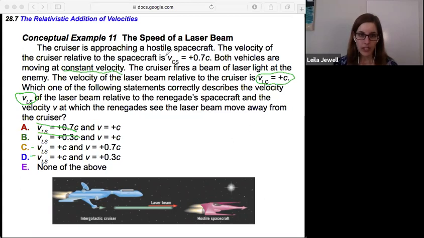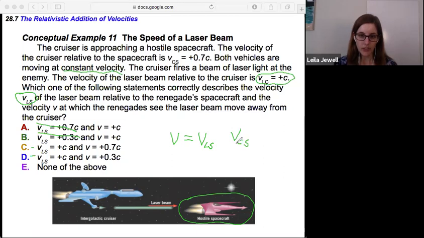So this is interesting. We have the speed of the cruiser relative to the spacecraft, this 0.7 c, and we want to compare what the spacecraft sees of the cruiser to the laser beam. So this is all from the perspective of the spacecraft. So this v here is going to be looking at how much faster the laser beam is going than the cruiser. So relative to the spacecraft's perspective, what is the speed of the laser beam relative to the spacecraft? And it's going to be compared to the speed of the cruiser relative to the spacecraft.